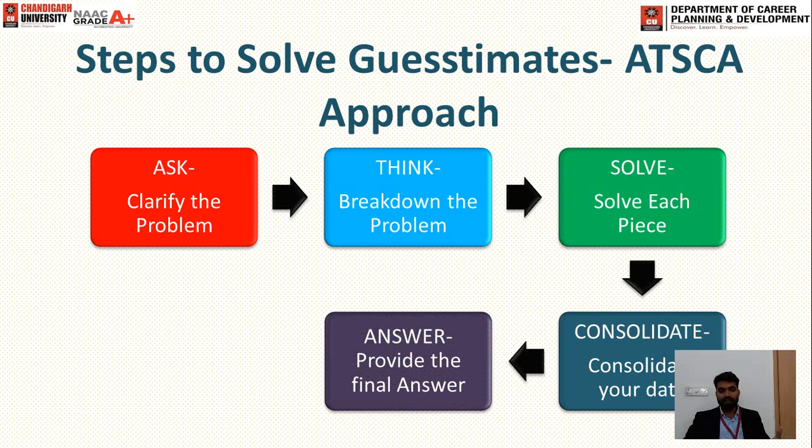Let's rewind what the ATSCA approach is. You need to first clarify the problem. The thing about clarifying the problem is bringing down the number of variables. The more the variables, the more complex the problem. If you can reduce the number of variables in the question, you can start working on the problem. And if you know how many variables are there, you can start working on each individual variable, solve them, then consolidate your data, and in the end provide him the answer.